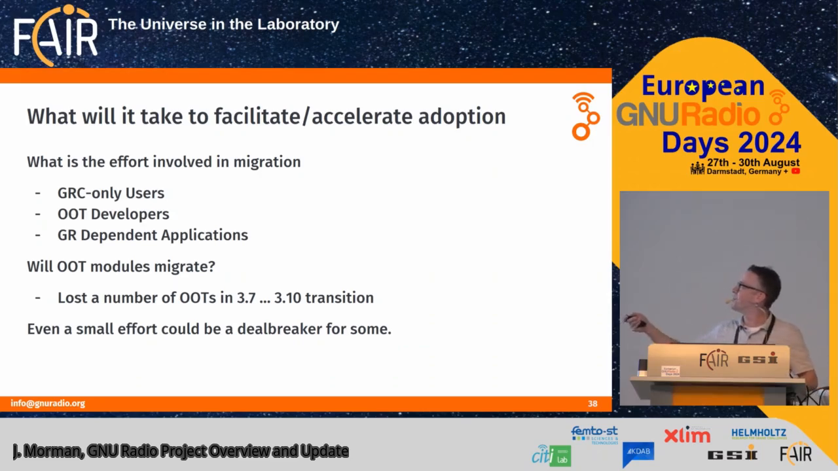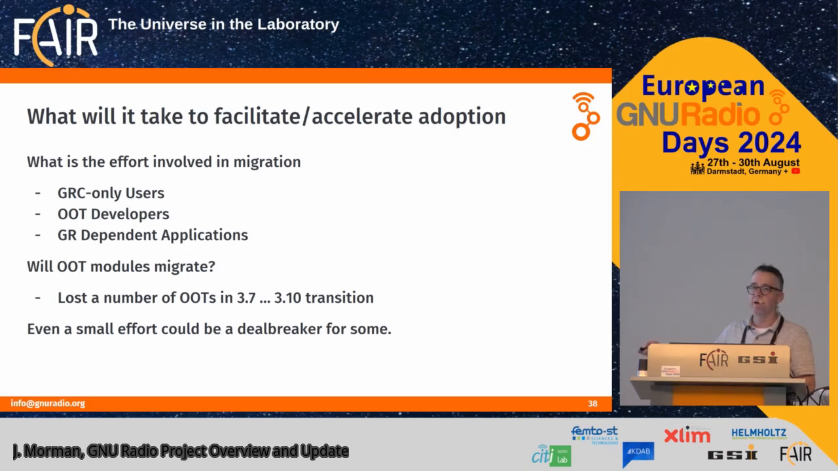So in terms of facilitating adoption, we have to consider the different users. So GRC only users, in theory, you could do a hot swap for them, right? If GRC is the front end, you could swap in whatever's running as long as it's quick enough. But we really have to consider the OOT developers and the people that have built things on top of GR. And the ecosystem is heavily built on out-of-tree modules.